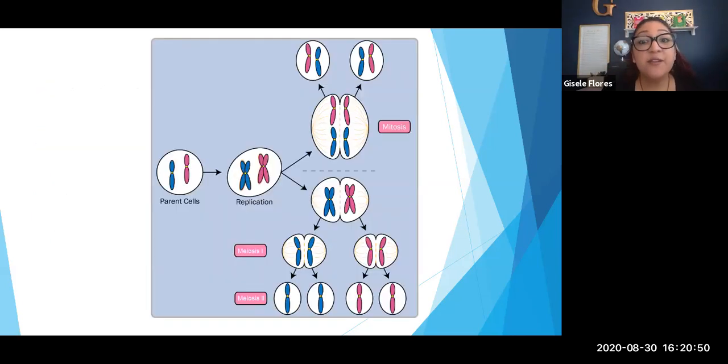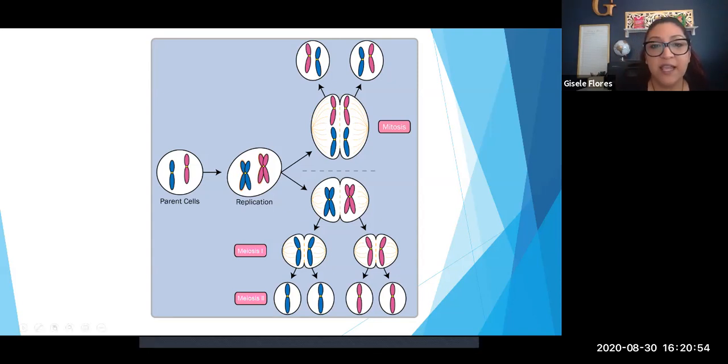Okay, so here's a visual example of what happens. So you'll see these parent cells, and then you'll see the replication. And up here, you're going to see mitosis, which is how autosomes divide. And then down here, you're going to see meiosis, which is how sex cells divide. And by sex cells, again, we're talking about sperm and ova.